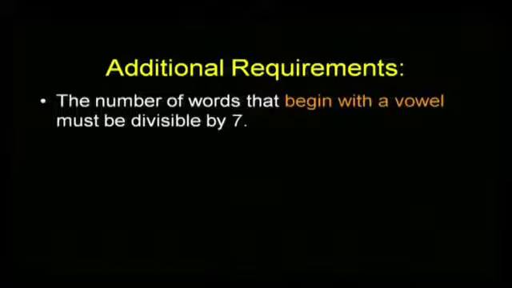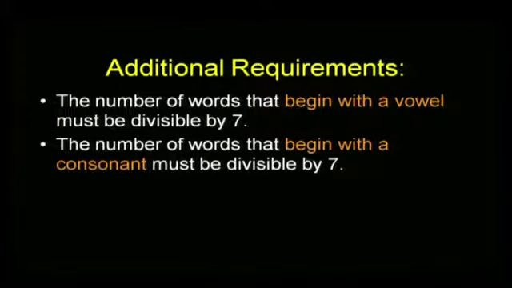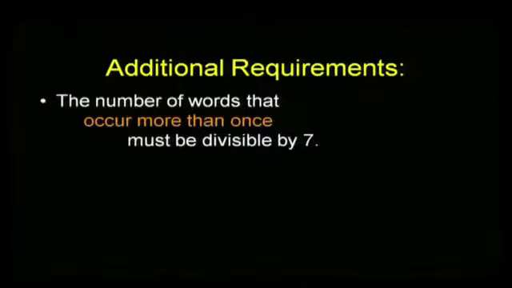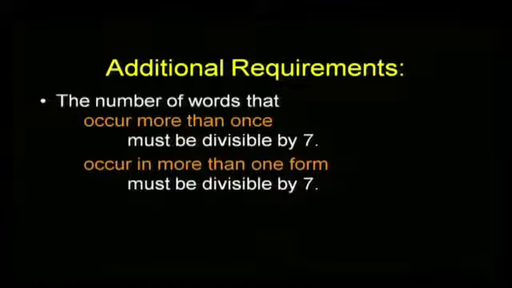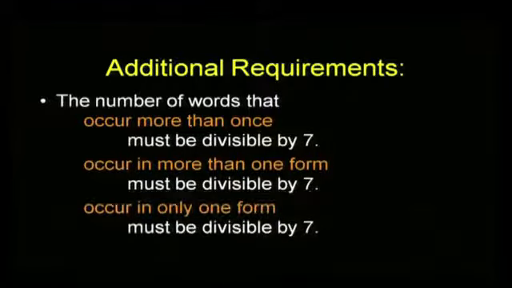Okay. Well, I've got some additional rules I want your assignment to meet. I want the number of words that begin with a vowel to be divisible by 7. I want the number of words that begin with a consonant to be divisible by 7. And I have some other things. I want the number of words that occur more than once to be a multiple of 7 exactly. And I'd like those that occur in more than one form to be divisible by 7, and those that are in only one form divisible by 7. How many are still playing? You realize every time I impose another 7-fold rule, you've got 6 chances of losing and 1 of winning just by randomness. You with me?